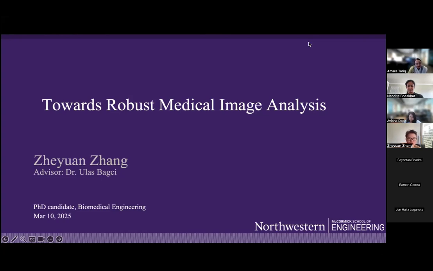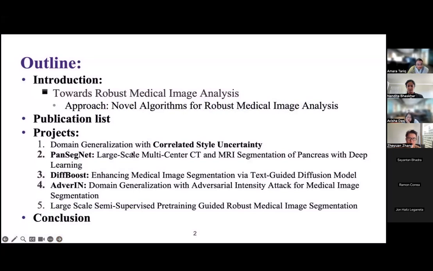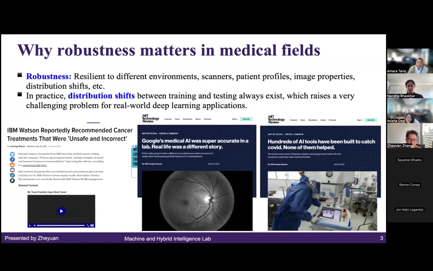Today, I would like to talk about robust medical image analysis. In today's presentation, we will talk about several algorithms designed for robust medical image analysis, including some work in classification and segmentation tasks. Most of the work will be focusing on the segmentation task. Let's start. First, what is robustness?